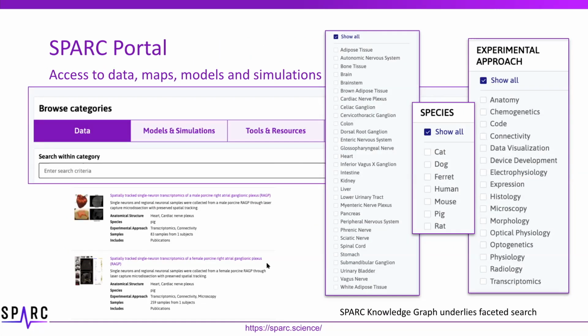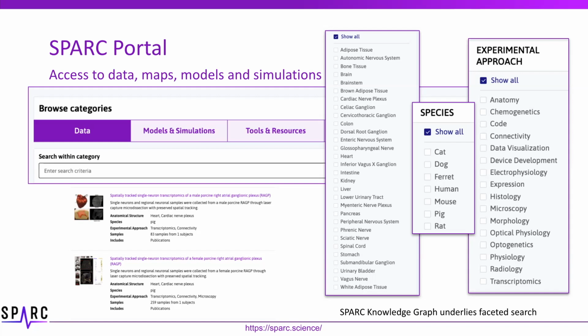So just a shout out to the SPARC Portal. The SPARC Portal provides access to all of the products that are being developed by SPARC, and recently we released a faceted search capability so that you can go into different categories of information, click on these, and then use a set of facets to be able to hone down into the type of data or modulation simulations that you're interested in. And the reason I also wanted to show this is that now underlying search of the SPARC Portal is something called the SPARC Knowledge Graph.